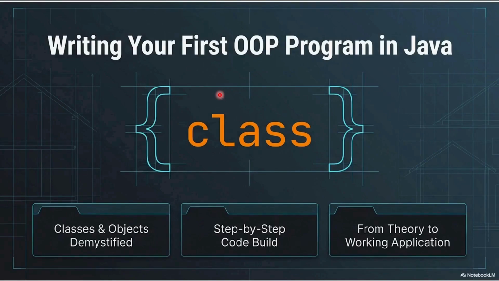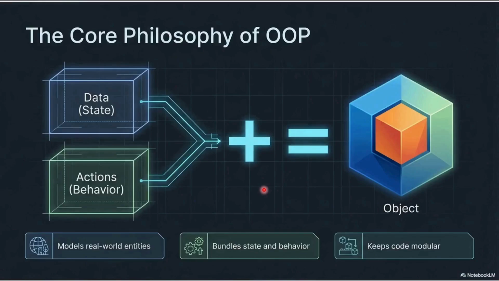So today we are going to write the first Java program based on OOPS. We are going to look at classes and objects. We are going to step by step do the coding, and from theory to working application is what we are going to understand in this video. It is going to be very interesting, and we are going to understand everything in detail. So let's move forward.